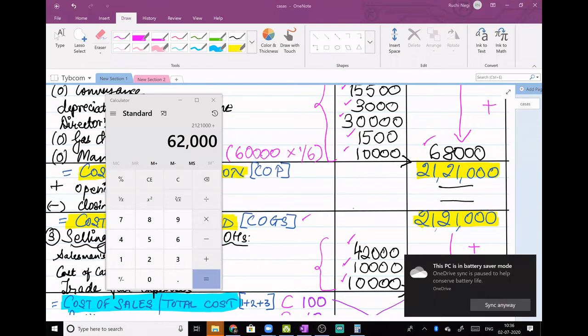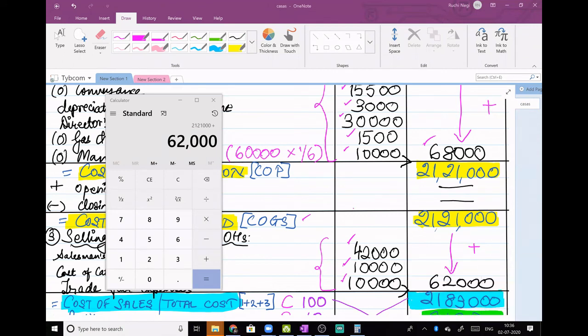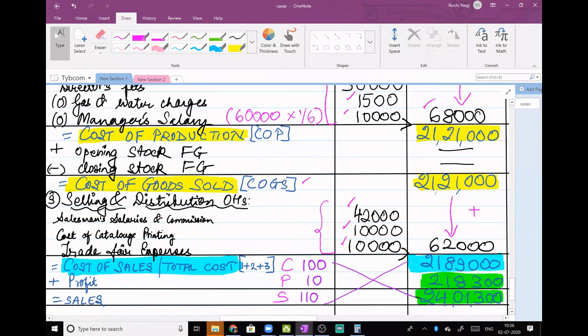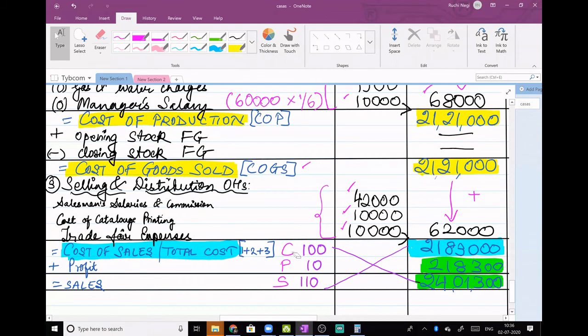Next, 62,000. So it is 21,83,000. 21,83,000 is my cost of sales. Cost of sales is also known as total cost, or in layman language you call it cost price.